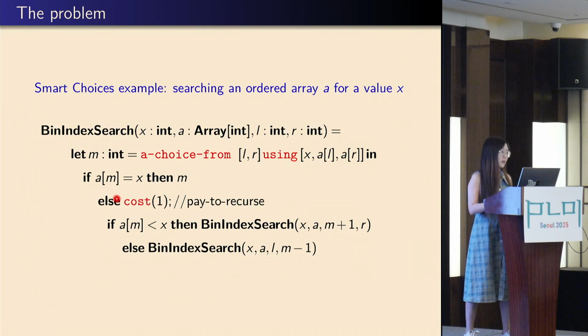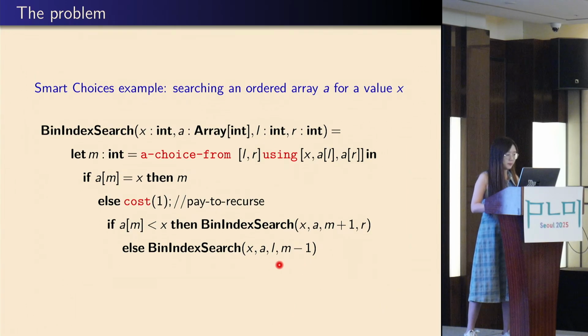So consider doing binary search that searches an ordered array A for a value x. The program here takes a value x and the array to search for, as well as the range of the array we will be doing the searching in, in this case from L to R. At each step of this function, we are going to pick an index m and compare the element at A[m] with x. If they are equivalent, great, we are done. Otherwise, if A[m] is smaller than x, then we are going to recursively do the search for the elements from m plus 1 to R, or otherwise we are going to recursively do the search for the elements from L to m minus 1.